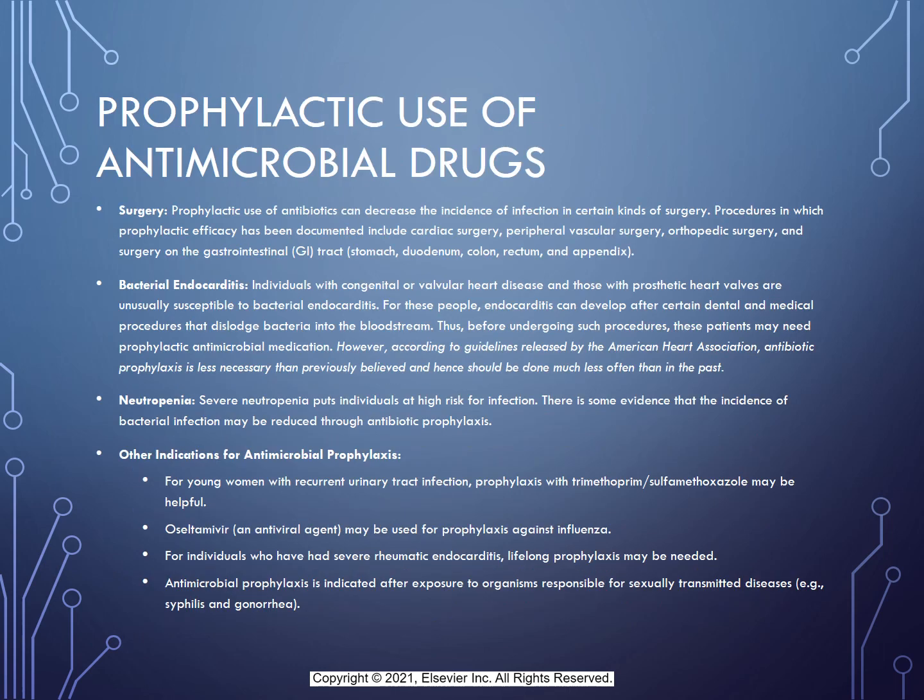Next, we're going to talk about prophylactic use of antimicrobial drugs. Estimates indicate that between 30 and 50% of antibiotics used in the United States are administered for prophylaxis. And really what this means is that these agents are given to prevent an infection rather than to treat an established infection. Most of the prophylactic use is actually uncalled for. However, in certain situations listed above, they are indicated.